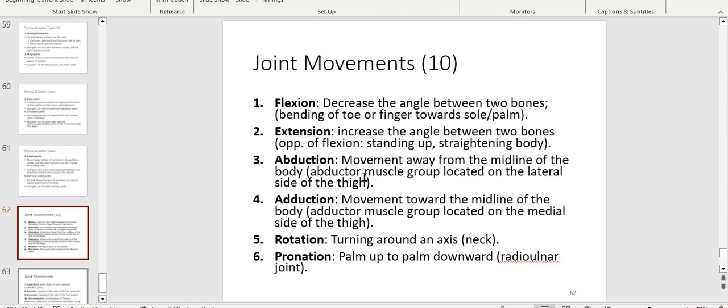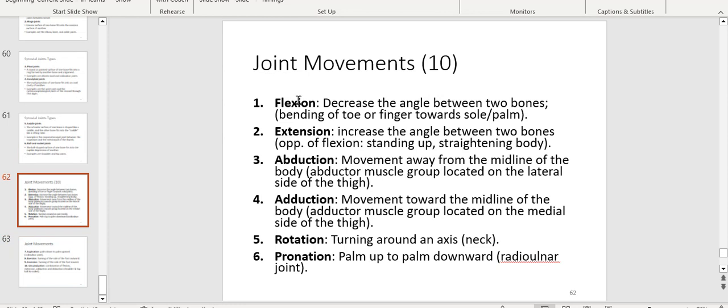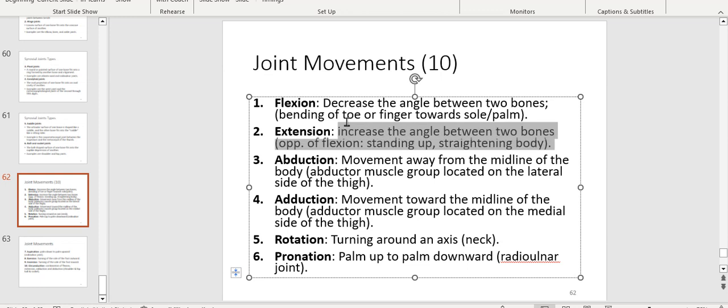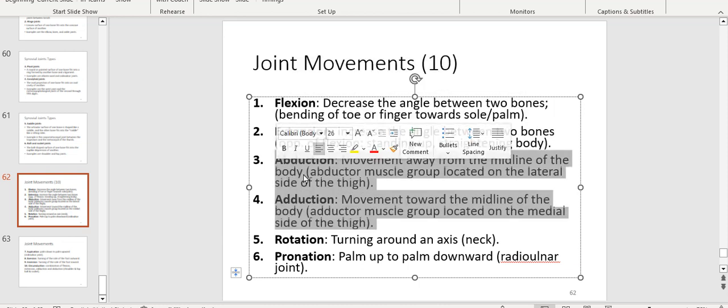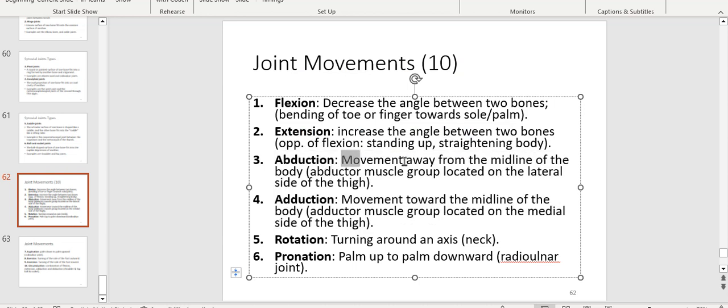Movements, I love this stuff. Flexion. And when you learn these, you should know them in tandem, because it's all about opposites. Flexion decreases the angle between two bones, bending of a toe or finger towards the sole or palm. Extension increases the angle between two bones, opening it up, standing up, straightening of the body. So these two are opposite. Abduction is moving away from the midline.